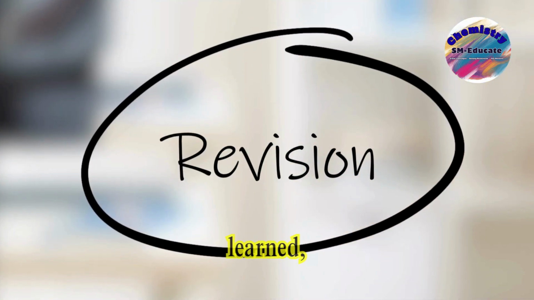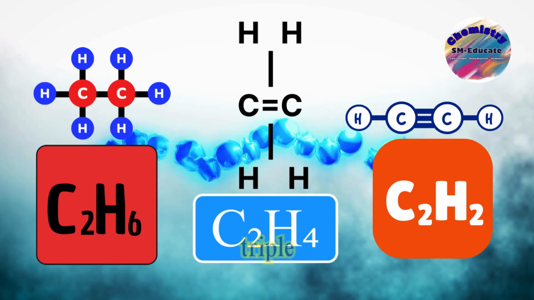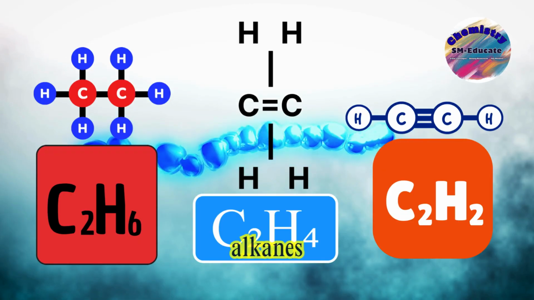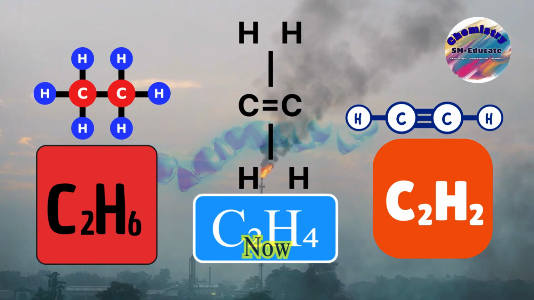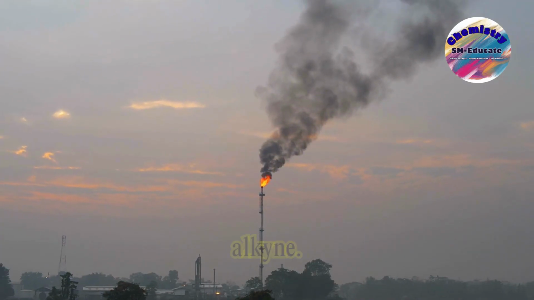Quick revision. Today we learned: alkanes contain single bonds, alkenes contain double bonds, alkynes contain triple bonds. Alkanes are saturated, while alkenes and alkynes are unsaturated. Now you can easily identify whether a hydrocarbon is an alkane, alkene, or alkyne.